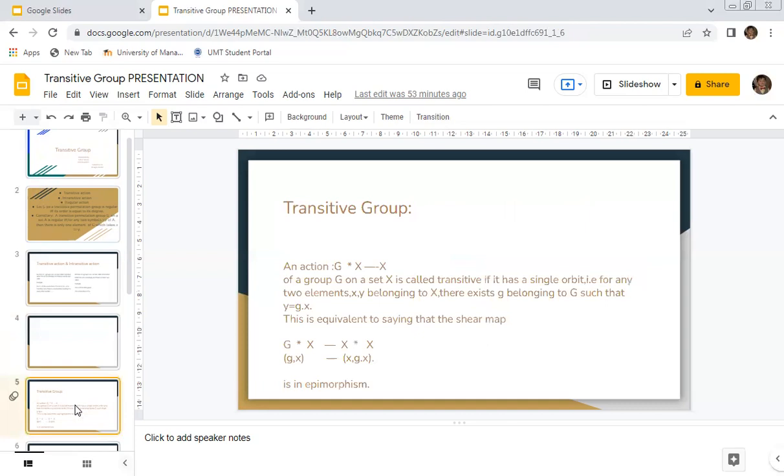Transitive group. An action of a group G on a set X is called transitive if it has a single orbit. That means for any two elements x and y belonging to the set X, there exists g belonging to the permutation group G such that y equals g dot x. It means that if there is a relation between two elements belonging to the set A, then this action of the group is known as transitive.